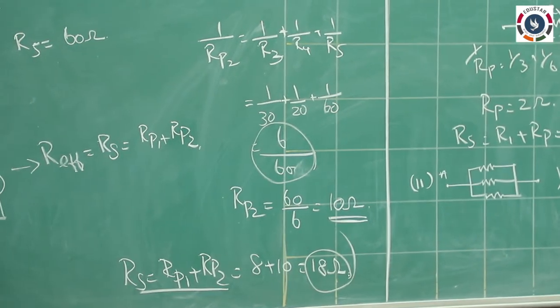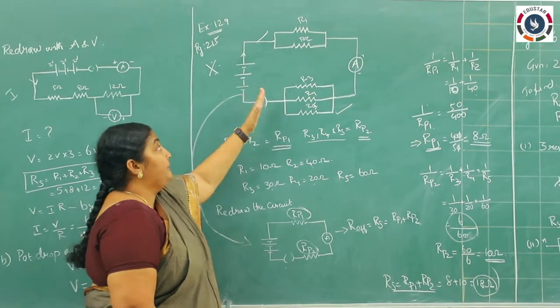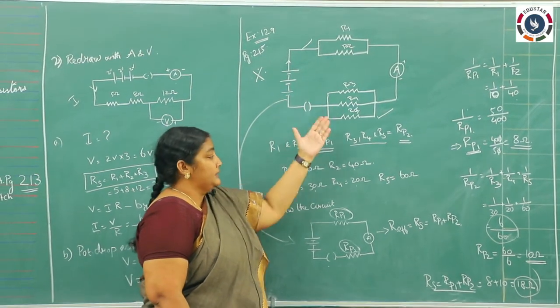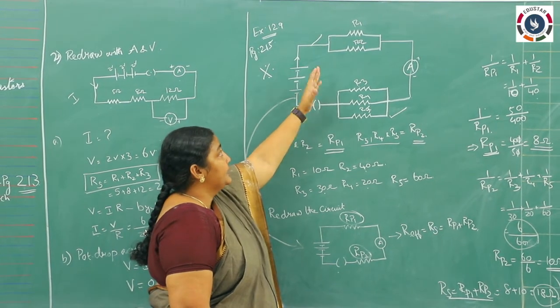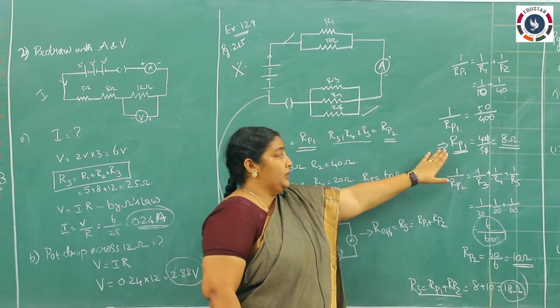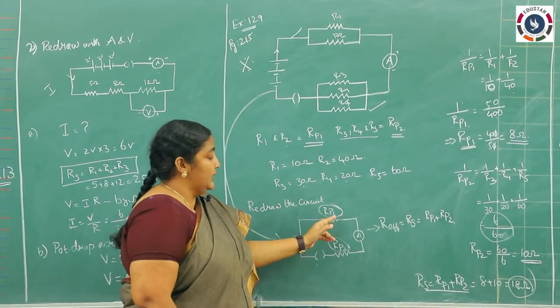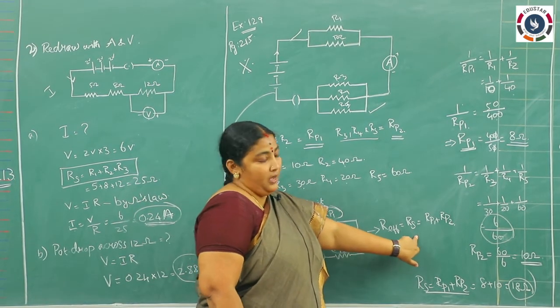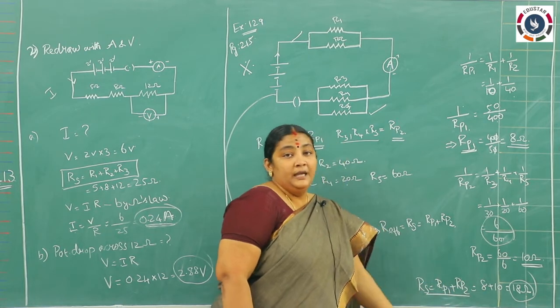So from this circuit we have computed the effective resistance when 5 different resistors are given. We have simplified this circuit diagram into two parts, that is RP1 and RP2. We found individually RP1 and RP2. Finally, using this diagram, R effective is RS. So RP1 plus RP2, we have concluded the value as 18 ohms.